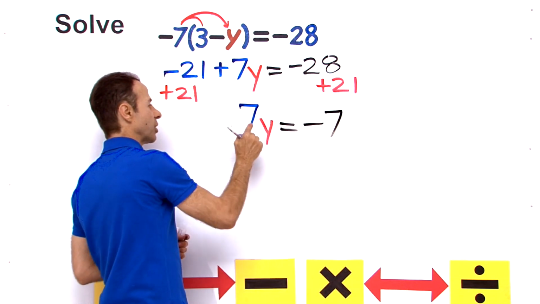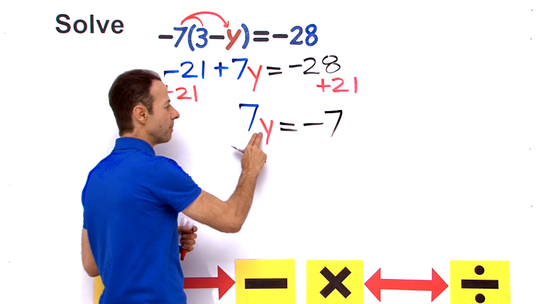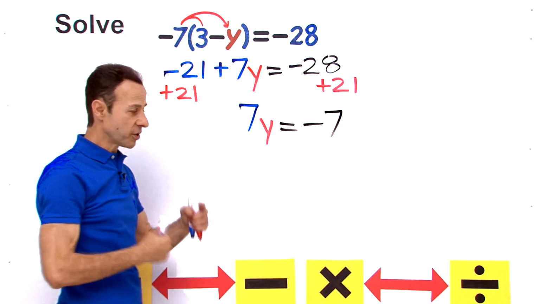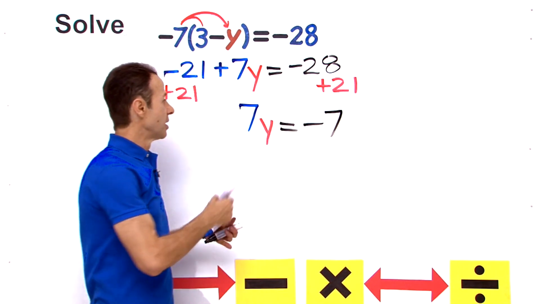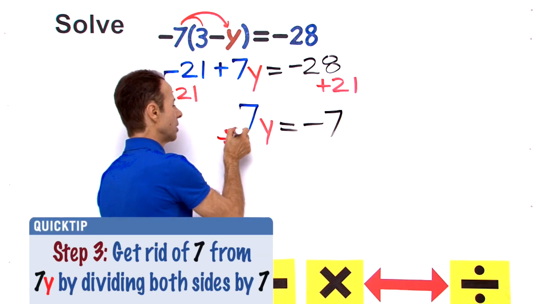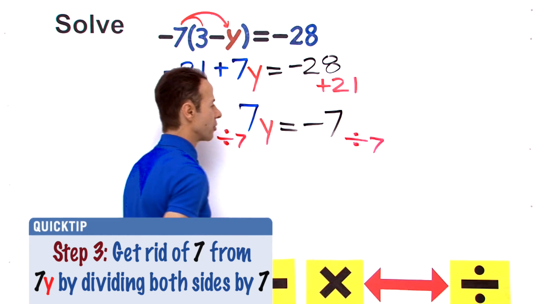Okay, let's get rid of that 7 right there. To get rid of it, notice the operation. It's 7 multiplied by y. The opposite of multiplication is division, so we're going to divide by 7. So divide by 7, we'll get rid of the 7, and we do the same on the other side.